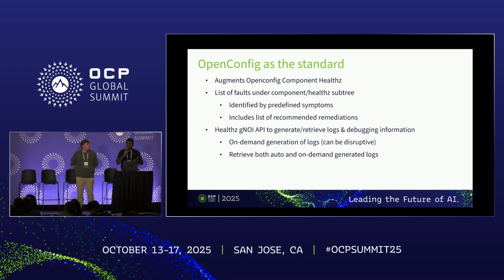Now, these faults are defined or identified by predefined symptoms. I'll talk about the details in subsequent slides. The faults also contain the list of actions, like Greg talked about, that the device is suggesting or recommending. And finally, there is the health-z-gNMI API that can be used to either retrieve the logs that were already generated, or it can also demand that new kinds of logs be generated that can then be retrieved over this API.